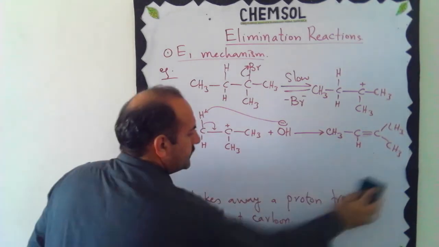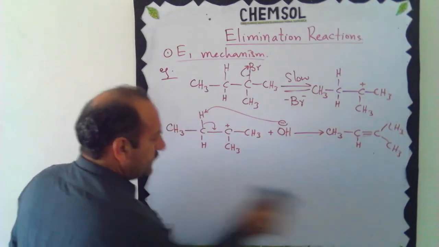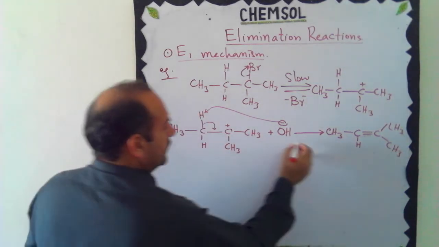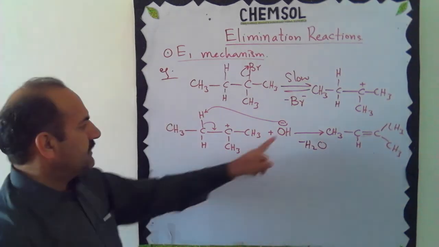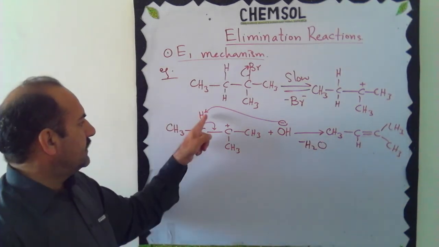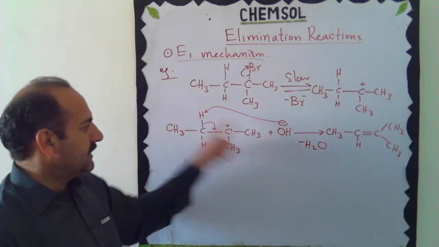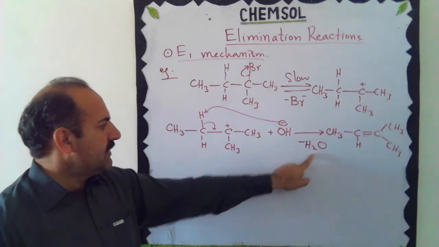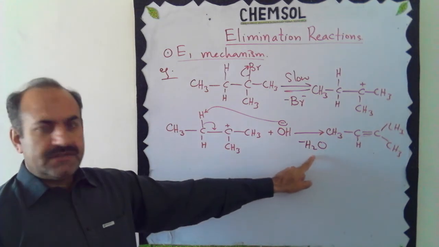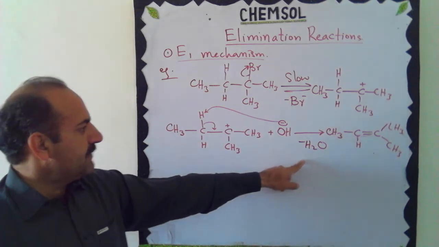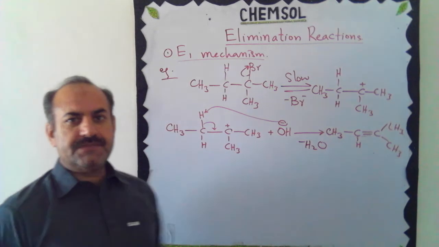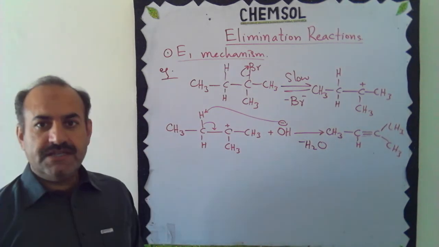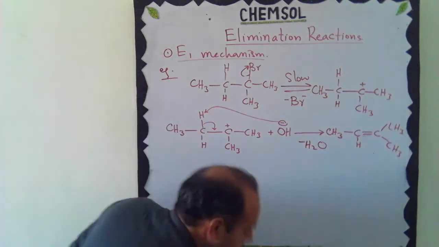So we have got an alkene. There is the removal of water, means this hydroxide will take away this proton in the form of water molecule. So this water molecule will be released, will be separated, and the final product will be an alkene. This was all about the E1 mechanism.